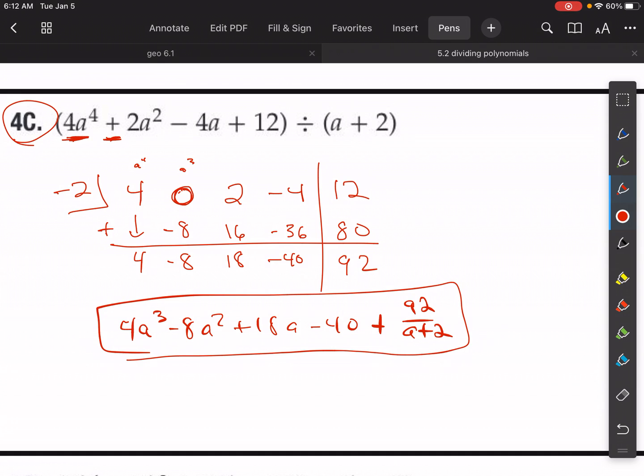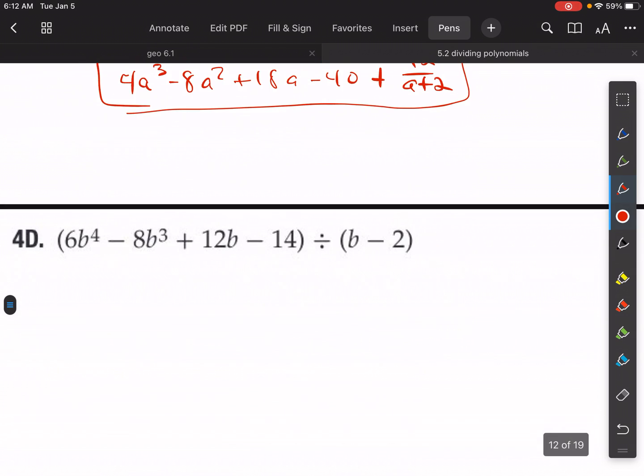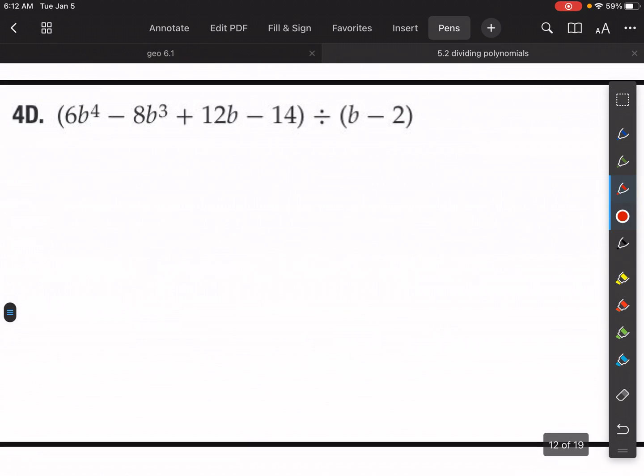And what that means is it just wouldn't factor nicely or perfectly. Okay, so a plus 2 is not a factor of this thing. All right, let's keep going. Let's go to 4D. Okay, so this tells me that 2 is what needs to go in the box, right? Because 2 is what makes that go to 0. And then I have 6, negative 8, 0.